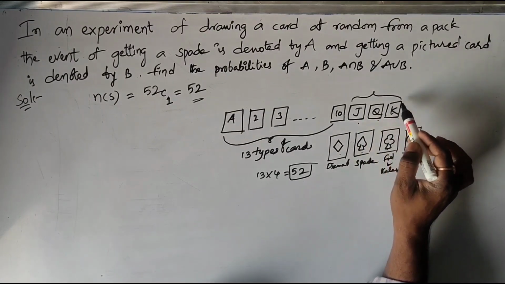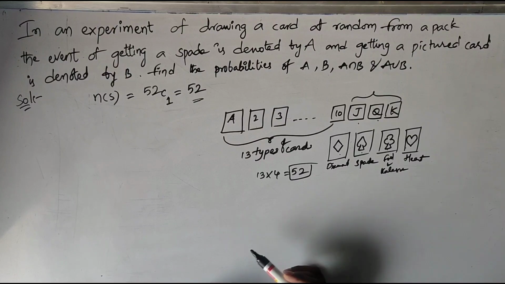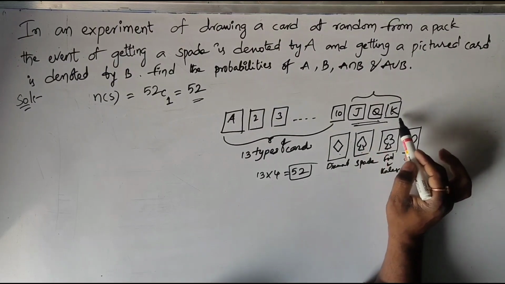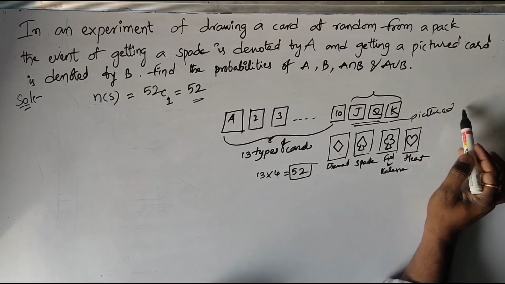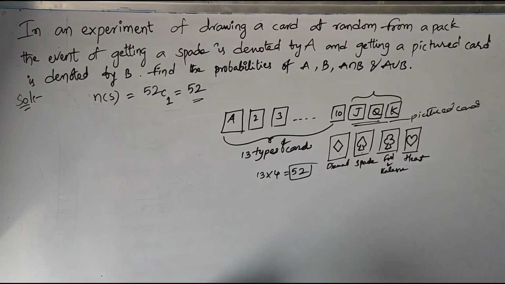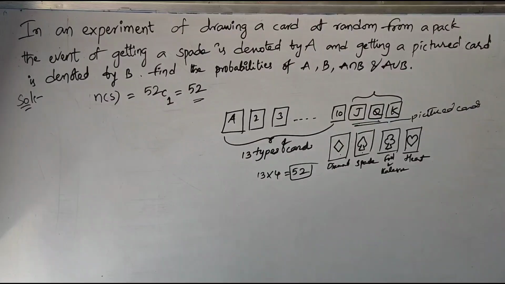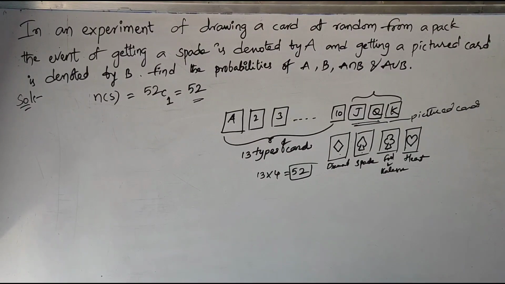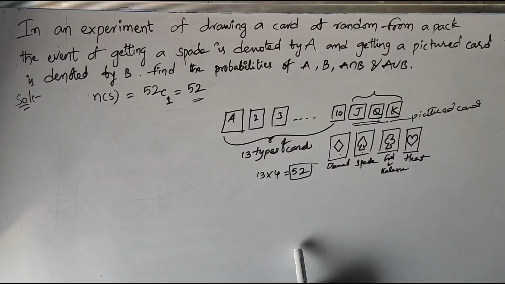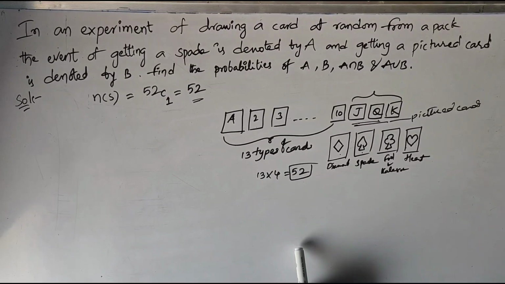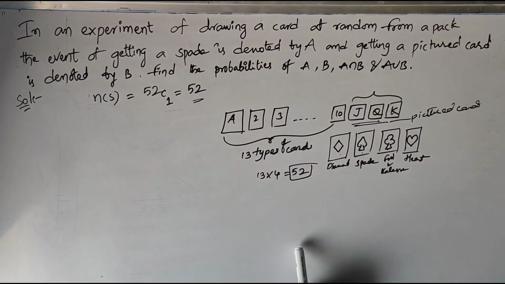See here, these 3 types of cards are picture cards. These are picture cards. So this is totally in a pack. Different types of cards exist here. The different types of cards are totally 13 cards. Each and every card has the symbols: diamond, spade, club and heart. Picture cards also exist here, and each picture card also has a symbol.